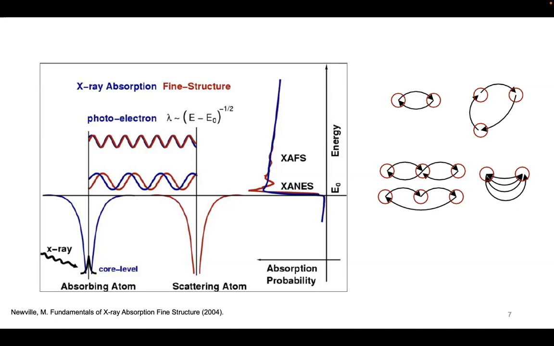Okay, so when we're talking about XANES, we really are going to deal with the simplest case, which is the single scatterers here. But there are multiple scattering events, particularly in the post-edge region that's really close to this absorption energy here.